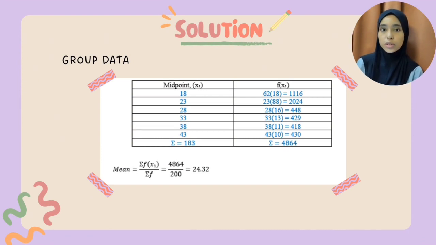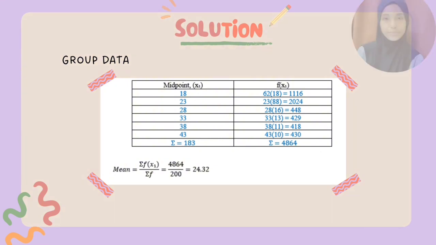Next, for the solution for our grouped data, we also started by searching for the mean. From the table, as you can see, there is the midpoint and fx. We can find the mean by using the formula sum of fx over sum of f. From that, we got the value of the mean to be 24.32.